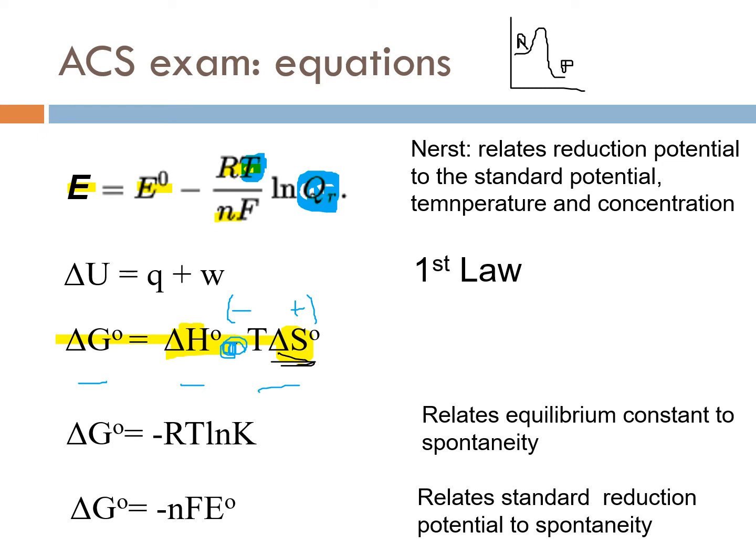If it's a particularly hard problem, then you may be given the delta H of formation and the S of formation of all the species, and then you have to calculate delta H and delta S, and then plug them into the formula. So that would be the longest scenario.